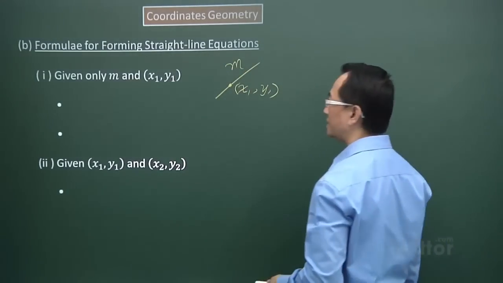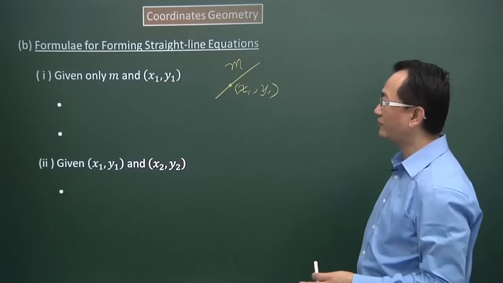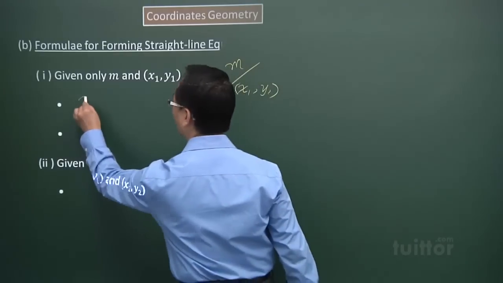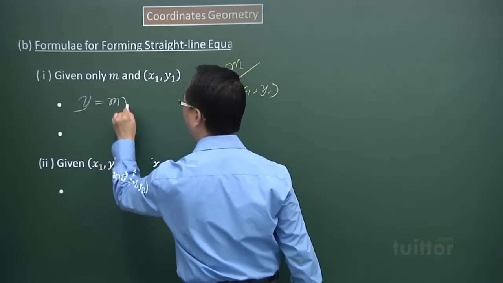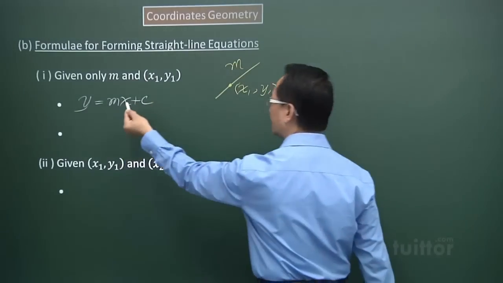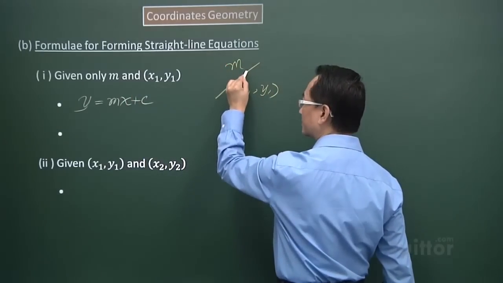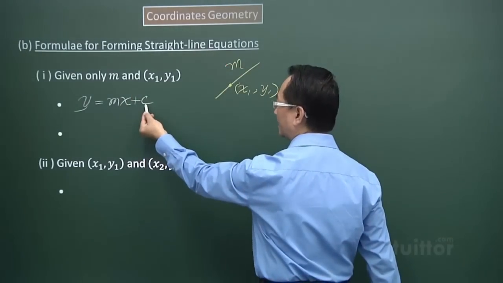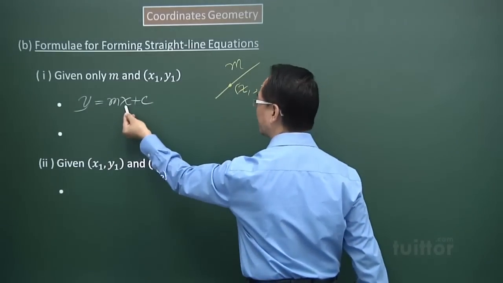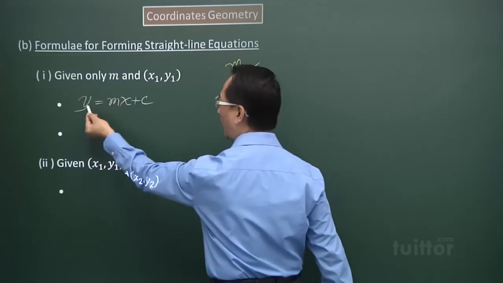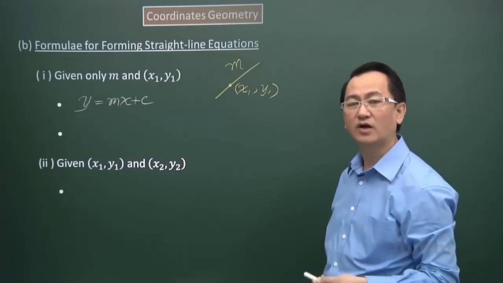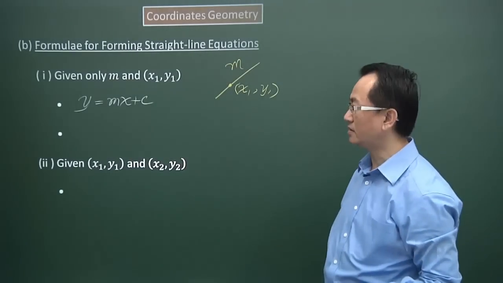In a situation like that, when I have to find the equation of a straight line, I'll make use of y equals mx plus c. What I'll do is replace this m with the value here, and later on, to find the value of c, I will substitute the x1 into the x here and the y1 into the y, in order to find the value of c. After that, I will have a complete straight line equation.